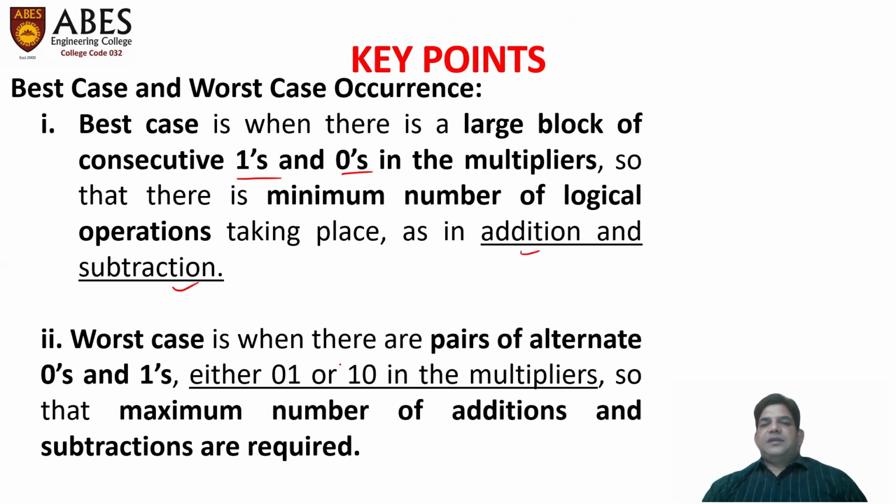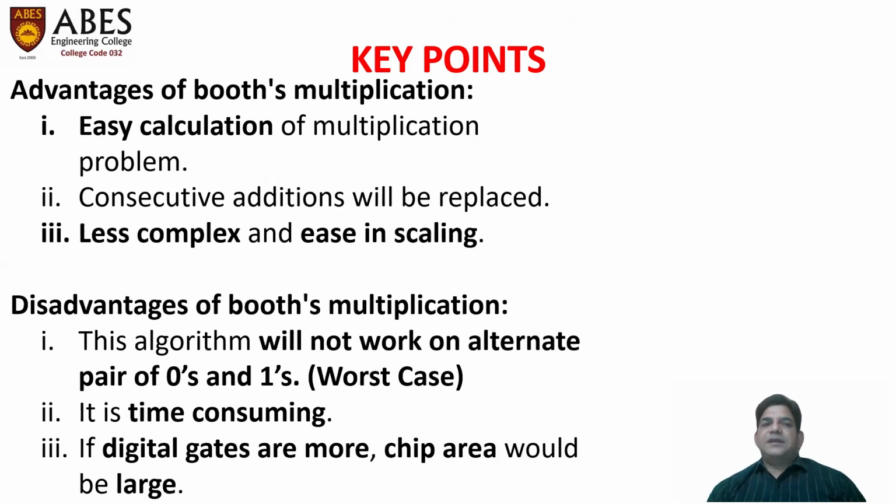The worst case is when there are pairs of alternate zeros and ones, because whenever it says 0 1, we have to perform the addition. When you have 1 0, then we have to perform the subtraction. With either 0 1 or 1 0 in the multiplier, the maximum number of additions and subtractions are required in this case. So here the complexity is much more. That's the best case and the worst case.